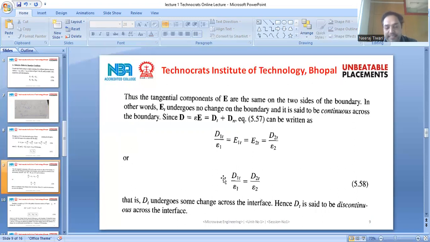So clearly you can see electric flux density undergoes some changes across the boundary. Hence D1T is said to be discontinuous across the boundary. Clearly, D1T upon epsilon 1 and D2T upon epsilon 2. So what do we conclude from this equation?